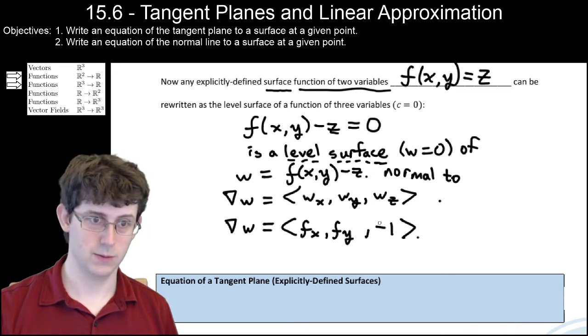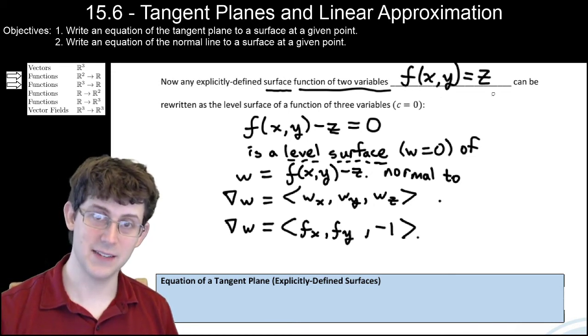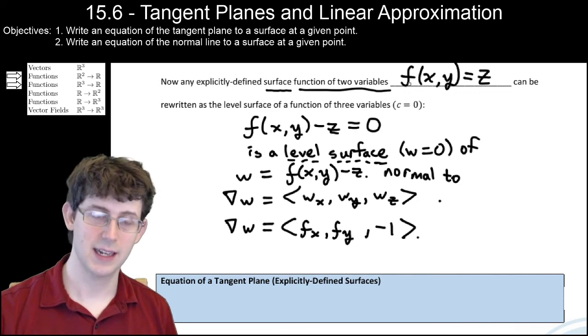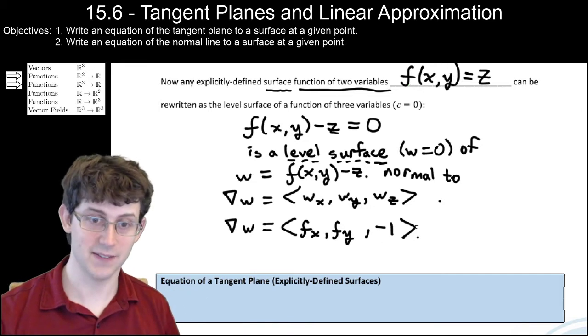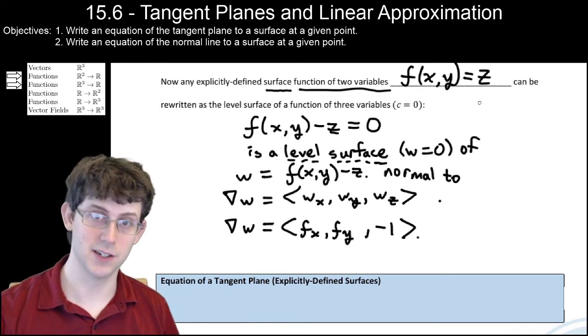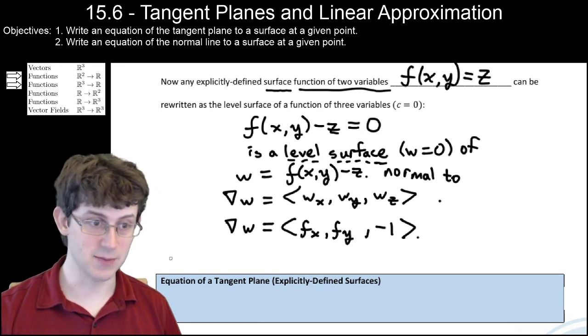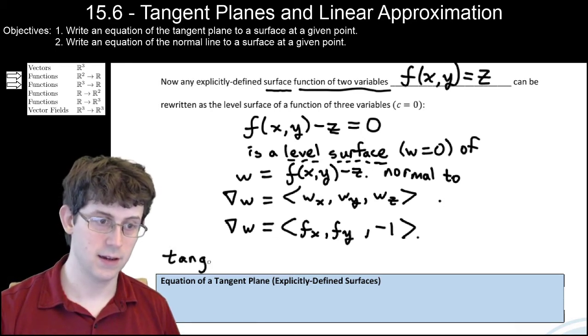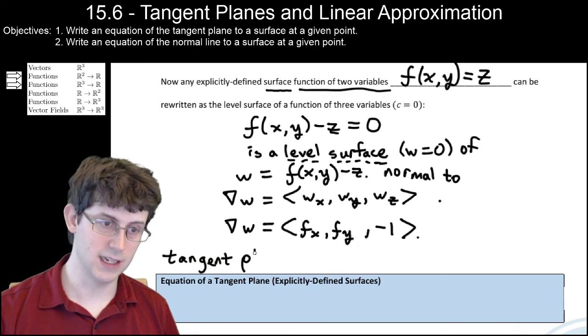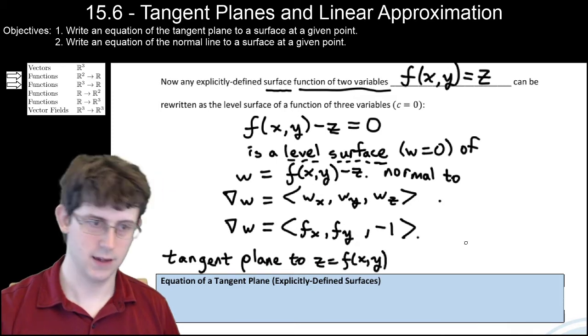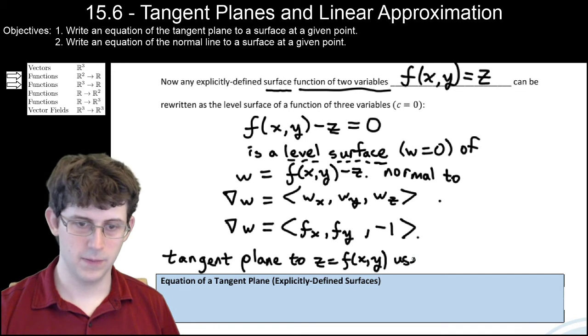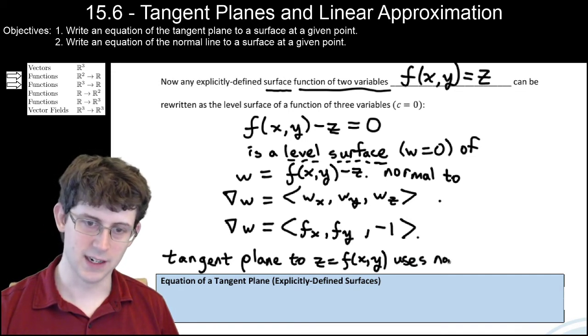So what? Well, that means if you have a surface that's a function of 2 variables, by doing this switch around to a function of 3 variables, we find a vector that's normal to our original surface. So that means we can get a tangent plane to any surface, z equals f of xy. Just use this normal vector.